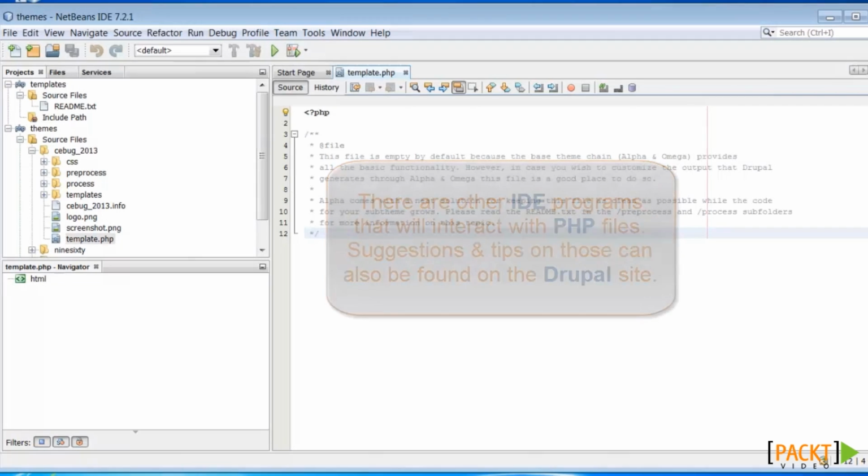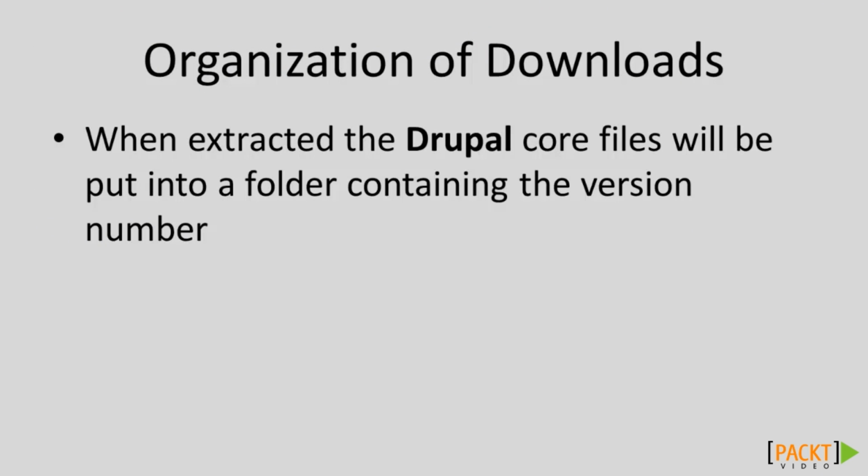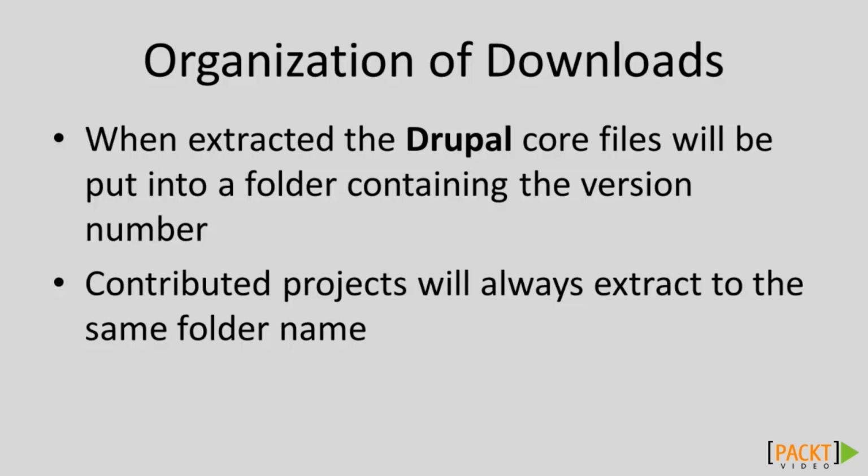One of the things I was rather amazed to discover when I first began using Drupal: of course, when Drupal's core files are extracted to a folder, the folder contains the version number. So keeping track of what version of Drupal was what was very easy to do. However, when it comes to the contributed projects, those will always extract to the same folder names. So I couldn't just dump them all into the same folder, even though, yes, the archives include the version number, but the extracted folders do not.